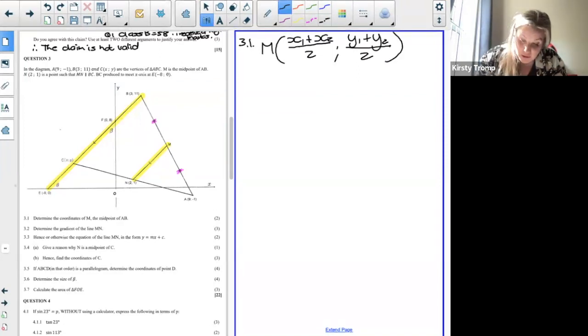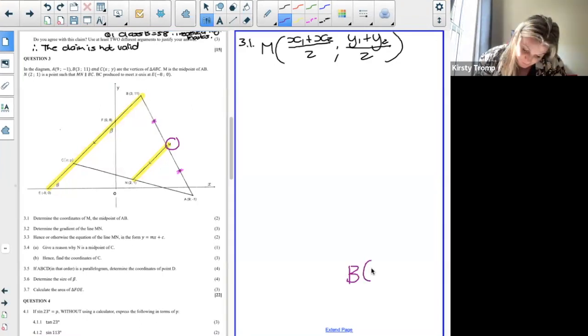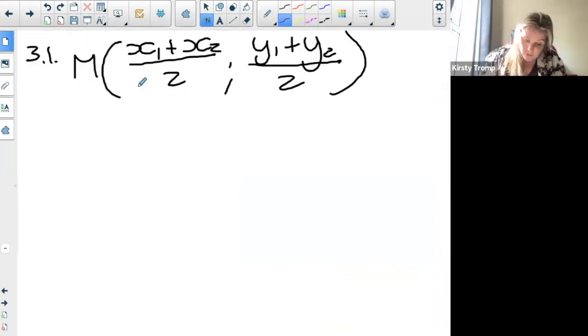I'm going to go right at the coordinates that I need here on my page. So here's M. I need coordinate B. All right, so I'm going to put them down here. B is the point (3; 11), and I need the coordinates of A. A is the point (9; -1). That is the midpoint that I am looking for.